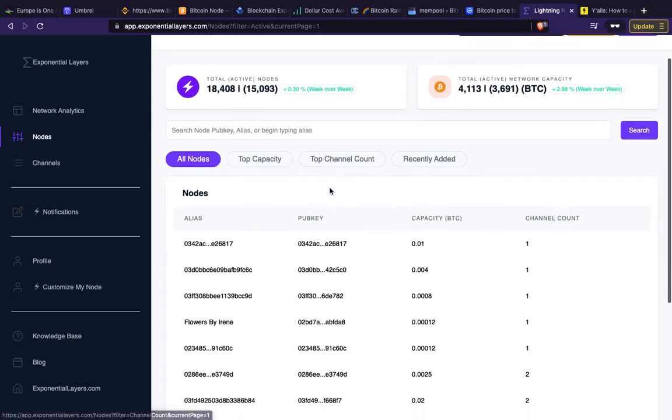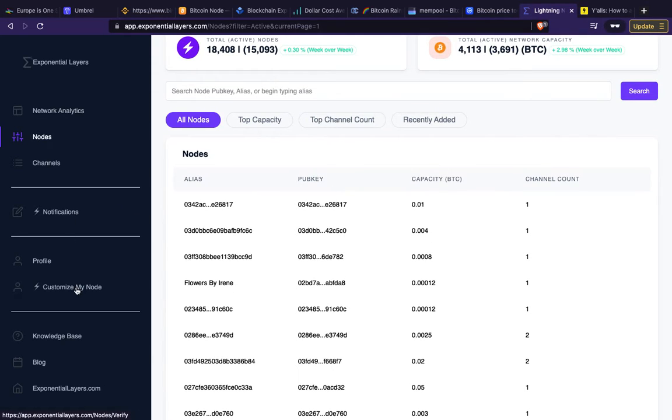And you can see the nodes, right? You can see a node. I find it very interesting. Check exponentiallayers.com. Those are things that you really have to be deep into the Bitcoin space to know about, so I try to bring those things to you guys.